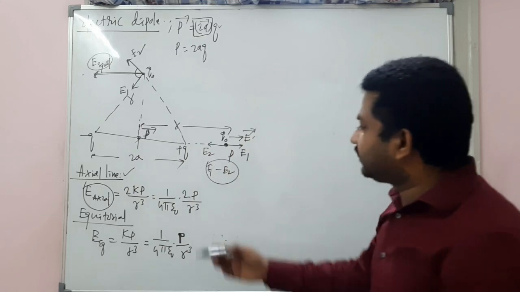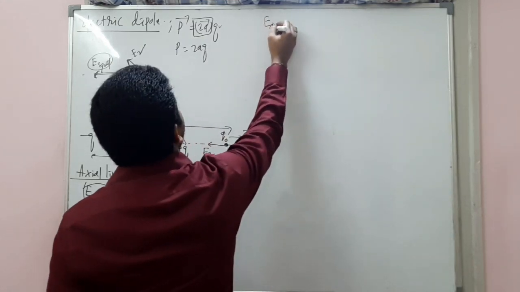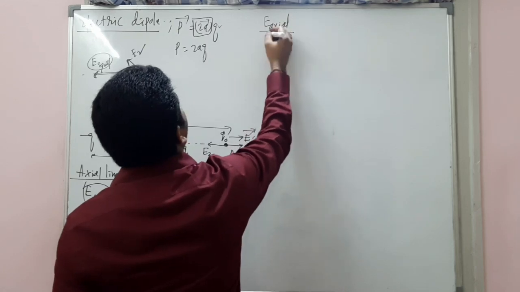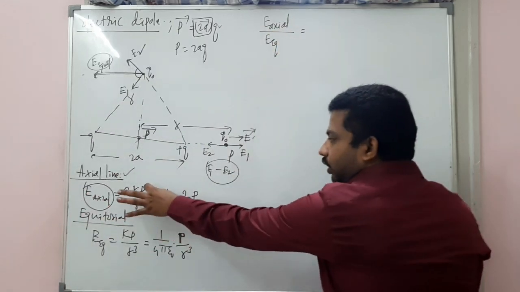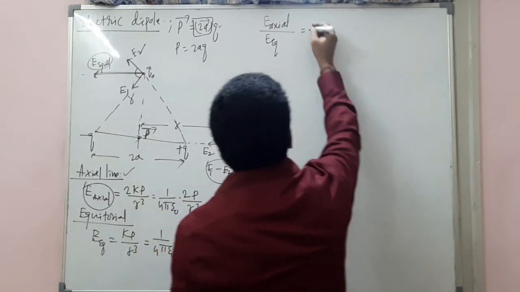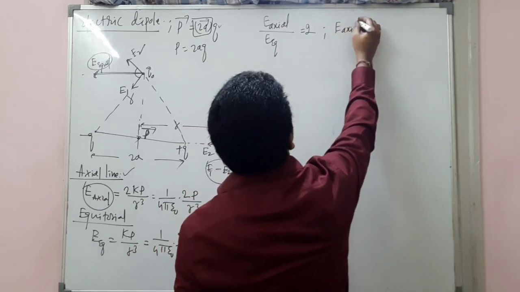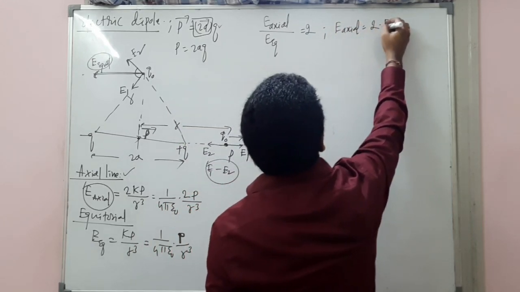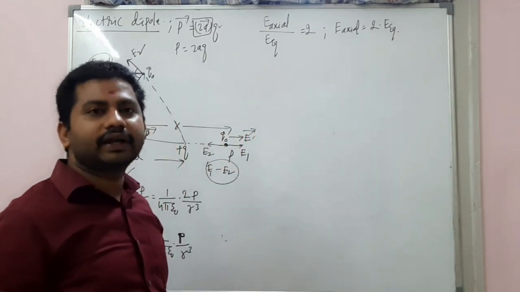Now there is a relation you will get from here. E axial divided by E equatorial: 2 kp by r cube divided by kp by r cube, that is 2. So from here I can write E axial is equal to 2 times E equatorial. Superb, right?